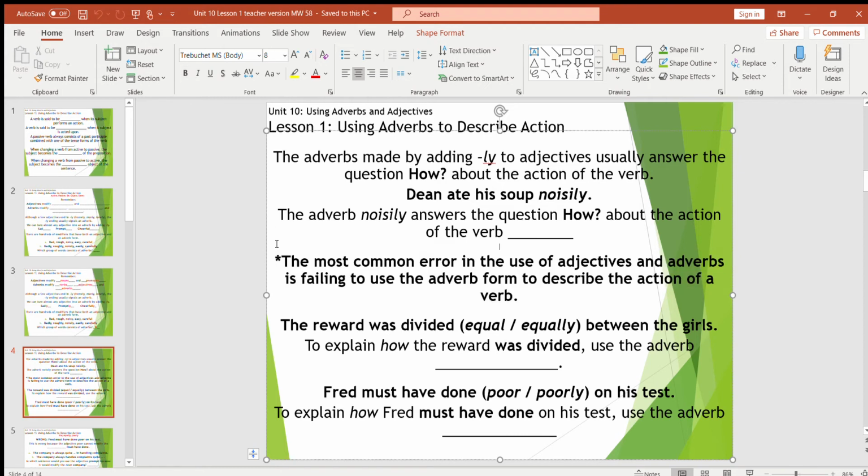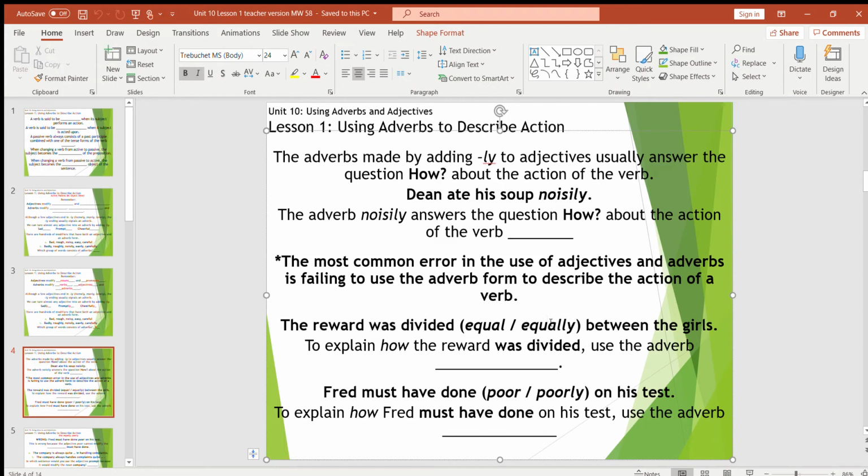So the reward was divided equal or equally between the girls. So to explain how the reward was divided, since that's the verb, we need the adverb form to describe it. So which one's the adverb form? Equal or equally? Equally. How do we know? It ends with an ly.